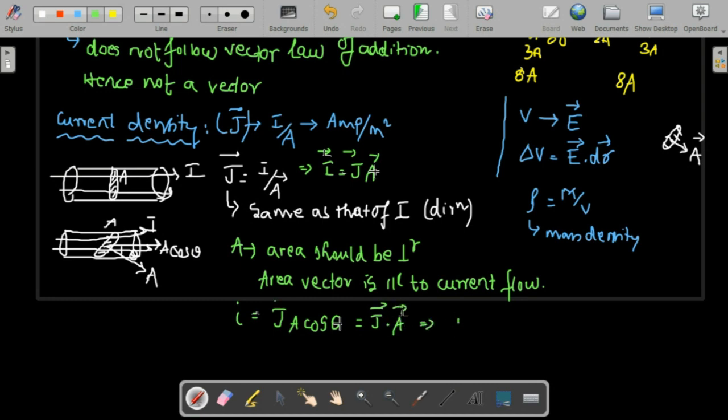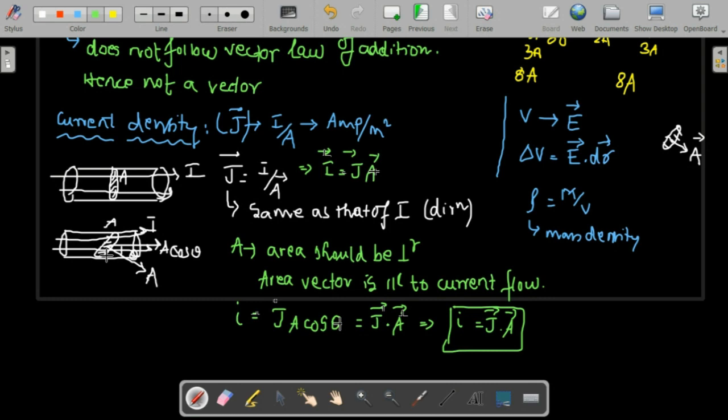So what does it mean? That I, current, is a scalar, and is a dot product of these two components. Just like I said, for potential it is E dot dr, for current it is J bar dot A bar. So that's the idea behind current and density. And please remember, the area that we are considering for the current density should be along the direction of current. That's why I have to break it into a component. I have written it as A cos theta, and this is the direction of the area vector perpendicular to the surface of the area. So in a way we know that it is more or less a direction dependent variable.